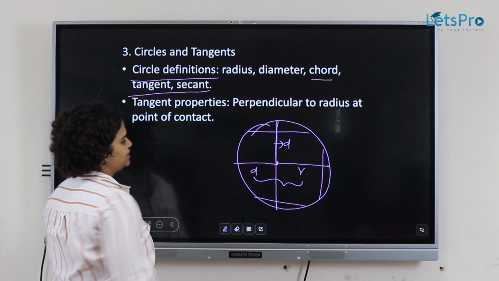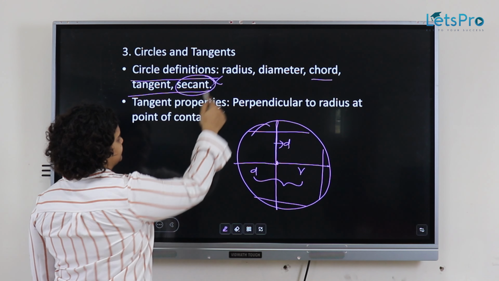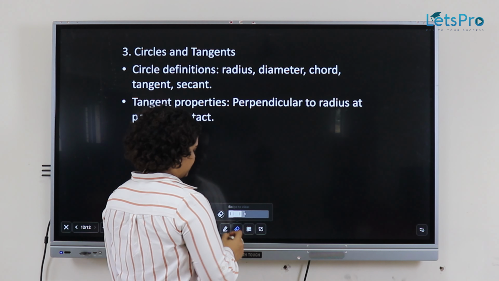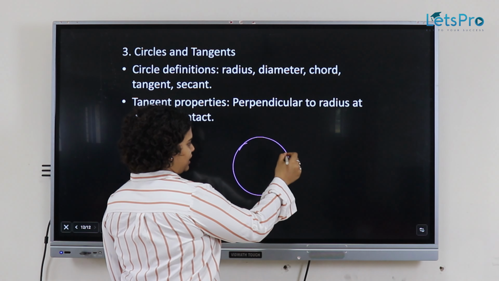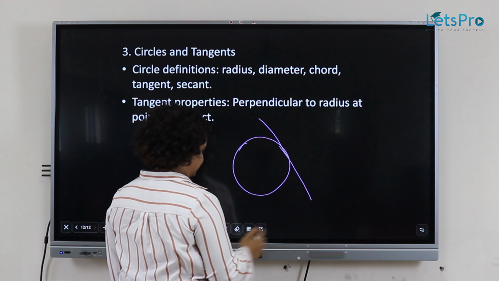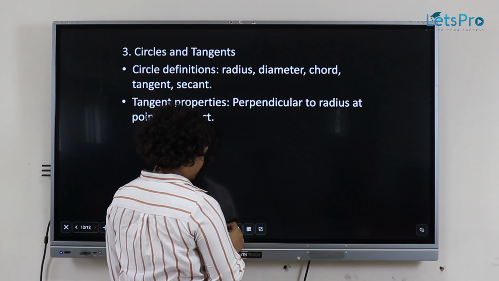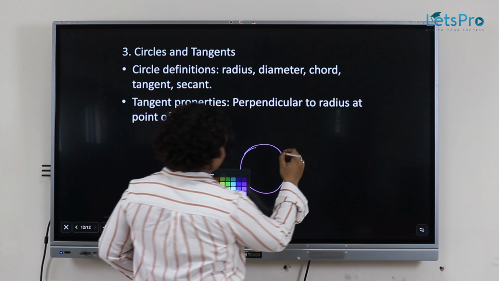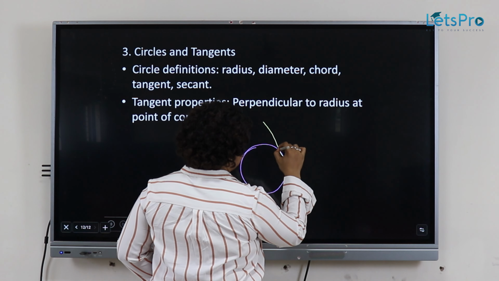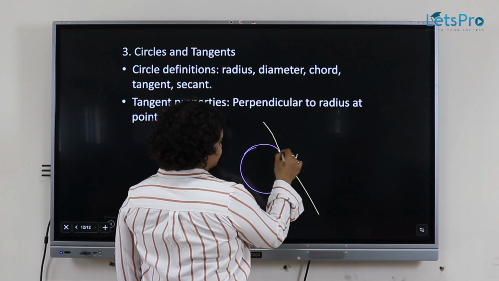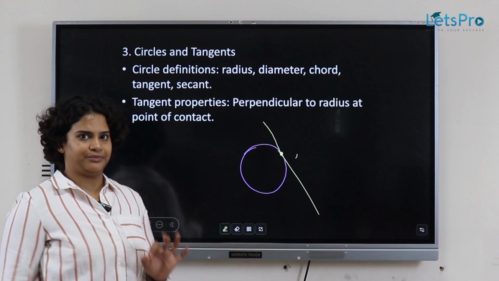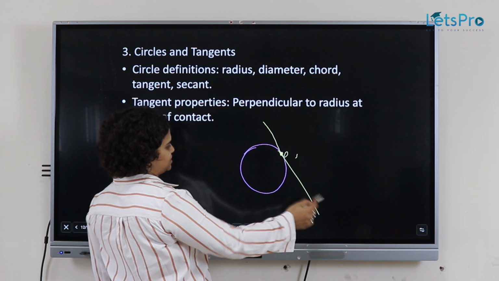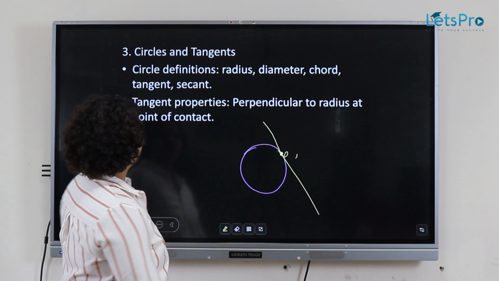Then we have tangents. Secant is something which is unnecessary, so let's not concentrate on that. Let's only concentrate on the tangent part. Let's say there is a circle here, and there is a line which touches the circle exactly at one point. Let me do it in a better way. Let's pick a different color, let's say this is yellow. If you see, this line is touching the circle at exactly one single point. Let's call this O, right?